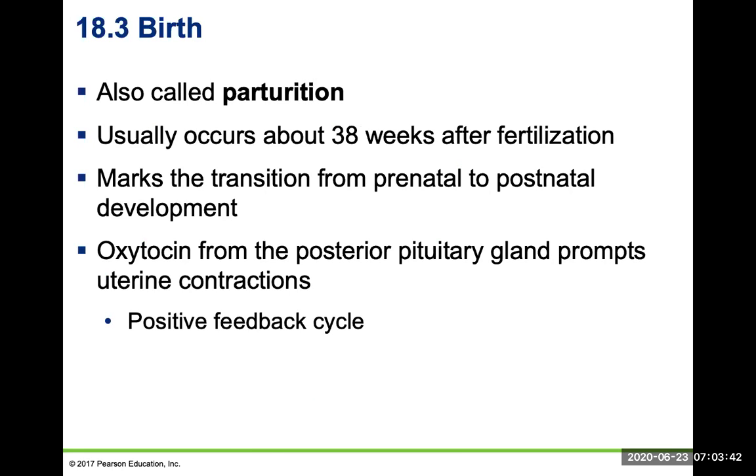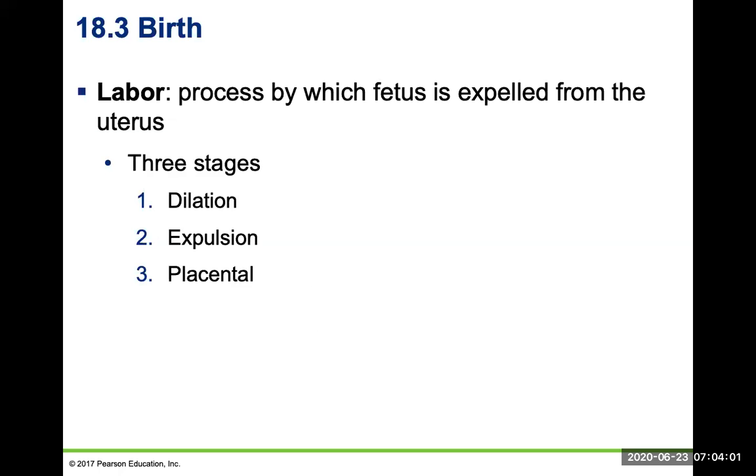Birth is also called parturition. It usually occurs about 38 weeks after fertilization. Oxytocin from your posterior pituitary gland prompts uterine contraction, and this is a positive feedback cycle, meaning they'll keep producing more oxytocin and more contraction until the birth of the baby.